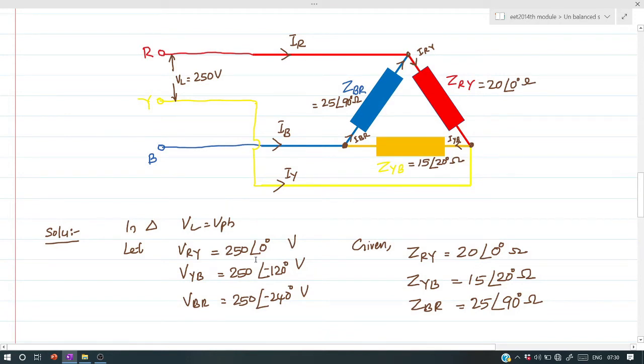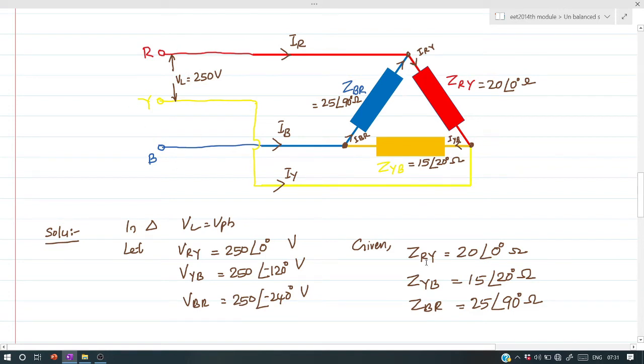VRY is equal to 250 angle 0 degree, that much volt. VYB is equal to 250 angle minus 120 degree, that much volt. VBR is equal to 250 angle minus 240 degree, that much volt. Why? Because we are assuming balanced source.